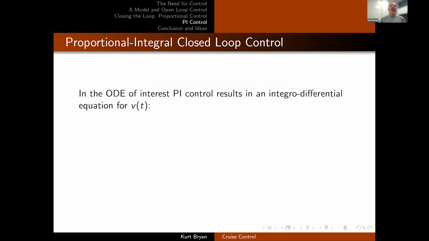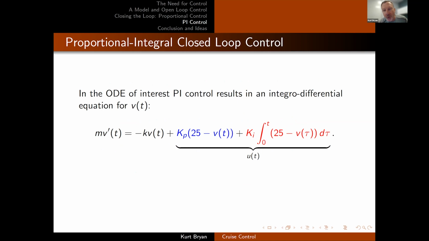Here's what we get when we put that control function into the simple first order ODE that governs the velocity. We end up with, that's the original proportional control. That's a first order linear ODE straight out of DE1, Calc 2. Here's what you get when you throw in that integral control.